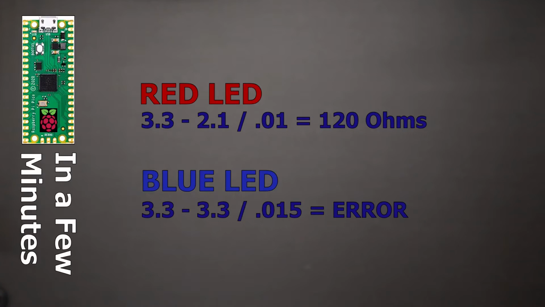Other microcontrollers can be of any voltage, so you need to understand that part first. Our forward voltage, we find that in the data sheet. It's expressed in volts. Our forward current we get from the data sheet, and that's expressed in milliamps.